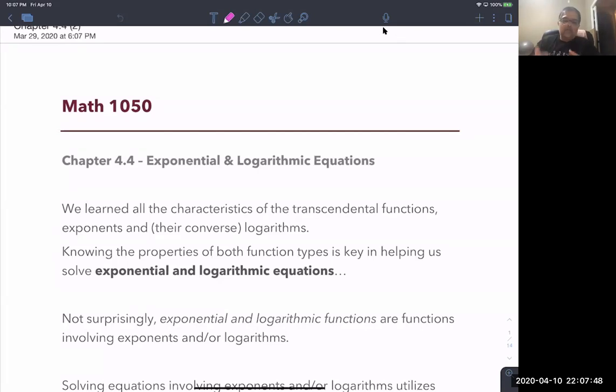So before going into details regarding exponential and logarithmic equations, let's talk about the different types of exponential and logarithmic equations. So the first type you're going to have is one where you have an exponent on one side of the equation equals an exponent on the other side of the equation, or a logarithm on one side of the equation equals a logarithm on the other side of the equation.